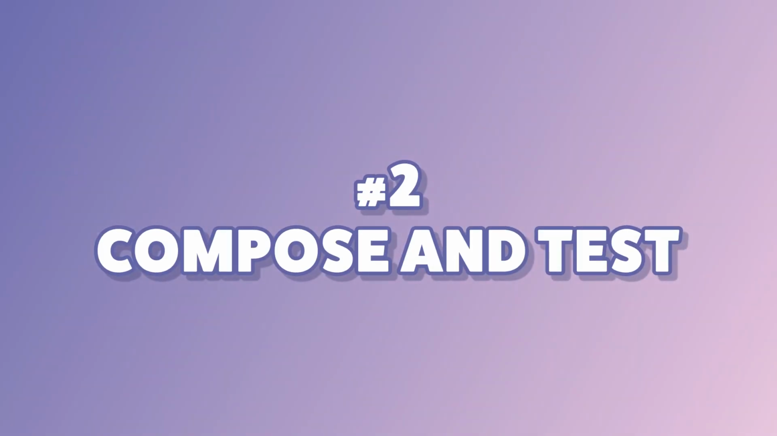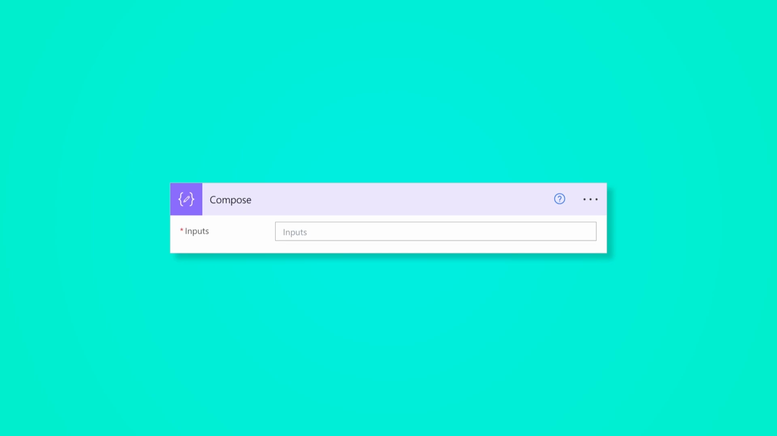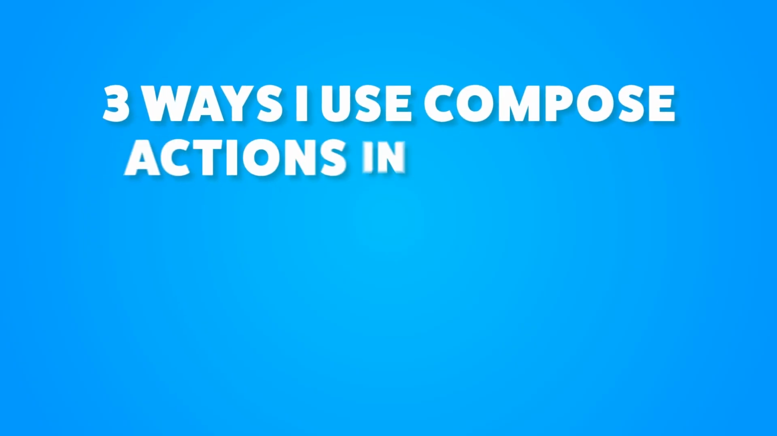Number 2. Compose and test. Compose actions are great for newbies to Power Automate. They are super handy when it comes to troubleshooting, and if you are a beginner, it can help you better understand what's going on in your flow. These are three ways I use compose actions in my flow.